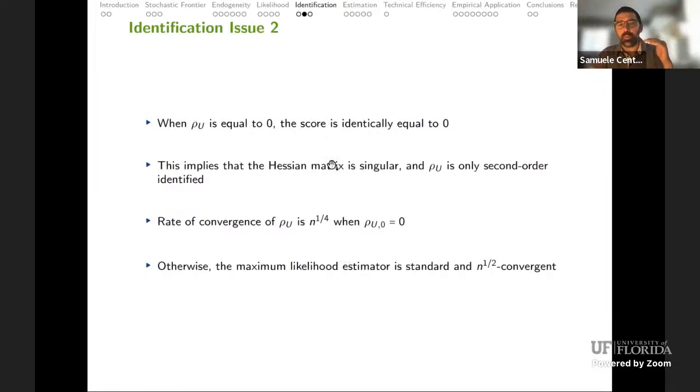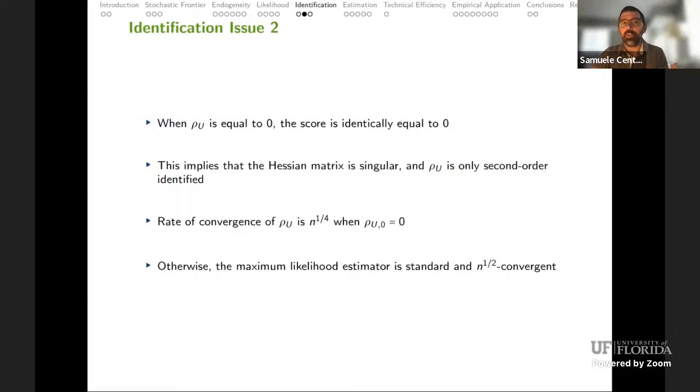If you go to the second derivative, that second derivative is going to be 0 in expectation, which is what you would expect from a score. So what you're basically doing is rewriting the likelihood in some sense. Instead of writing the likelihood as a function of rho u, you're writing the likelihood as a function of rho u squared.